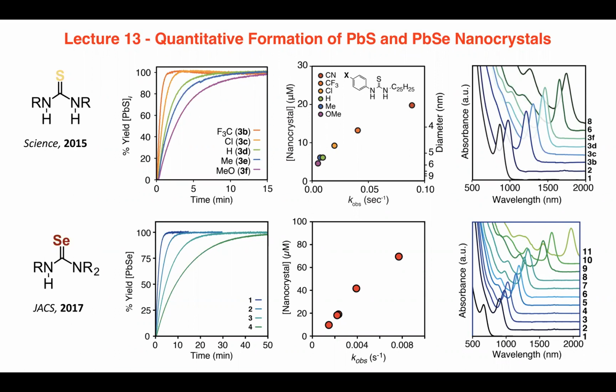Di-substituted thioureas are about as reactive as tri-substituted ureas. Remember, the number of substituents increasing slows down the reactivity. Carbon-selenium bonds are weaker than carbon-sulfur bonds, and so these compounds are inherently more reactive. So anyway, you can do that with both lead sulfide and lead selenide.